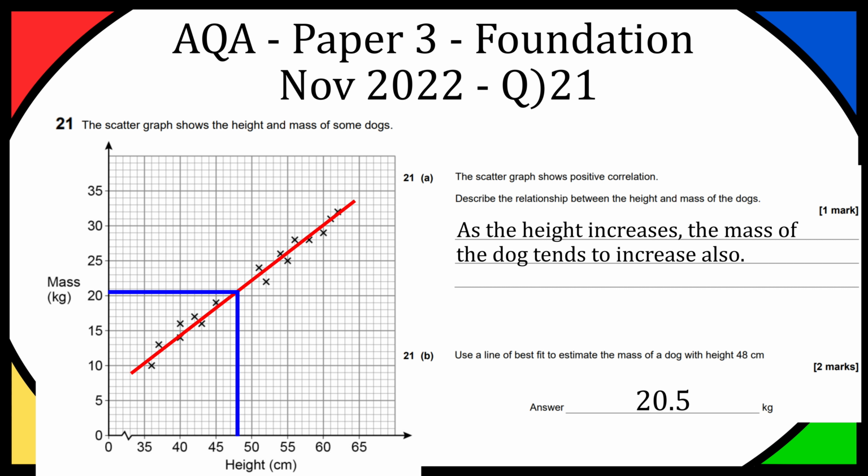So if you do that and you read it off within a correct reading, I think it's within plus or minus a half square, you should still get the mark. So basically just do that and you'll get the 2 marks. And yeah, hopefully that made sense.